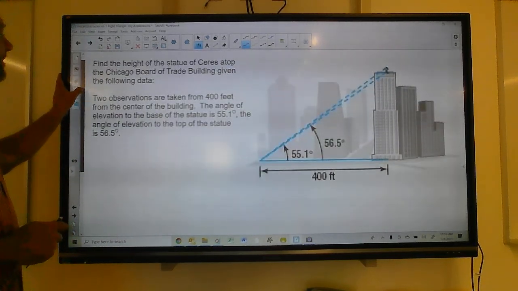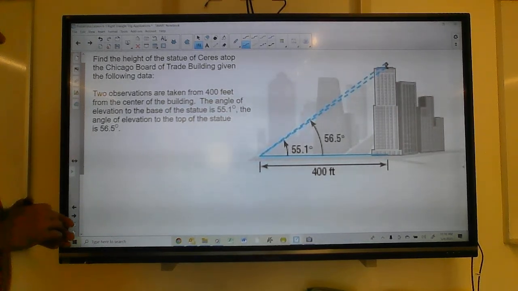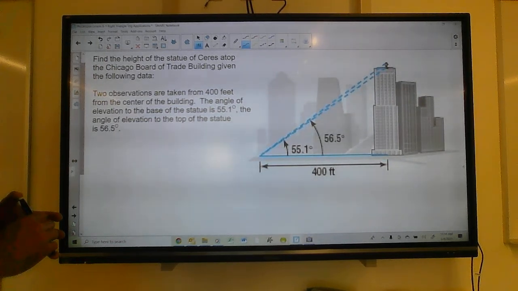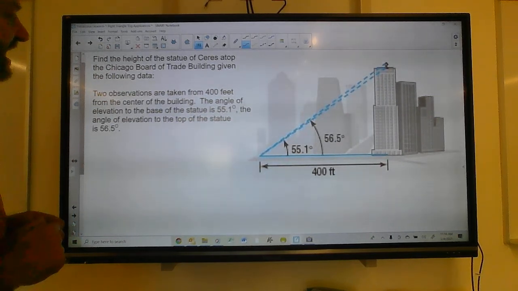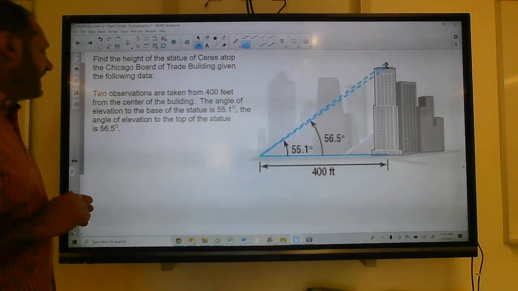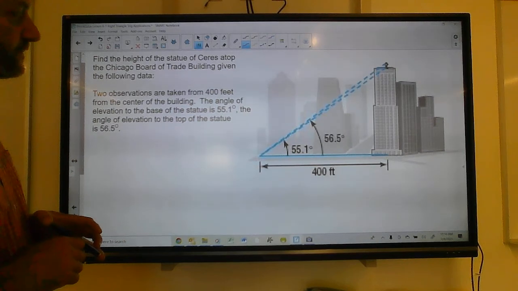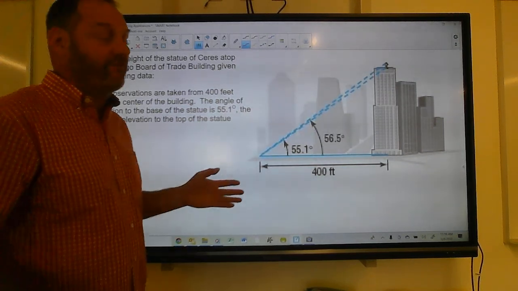Find the height of the Statue of Ceres atop the Chicago Board of Trade building given the following data. Two observations are taken from 400 feet from the center of the building. The angle of elevation to the base of the statue is 55.1 degrees. The angle of elevation to the top of the statue is 56.5 degrees. So with just that, can I figure out the height?